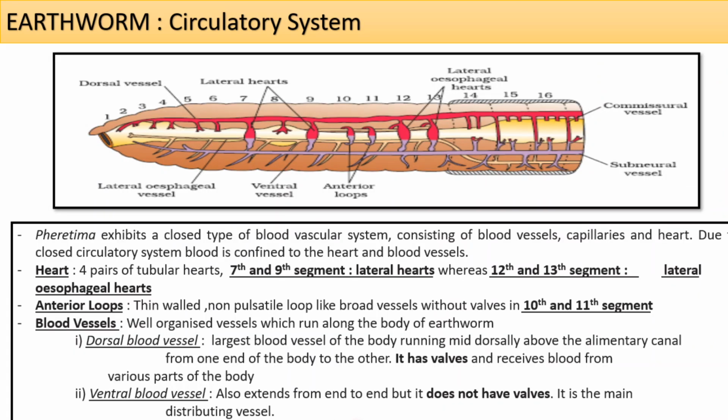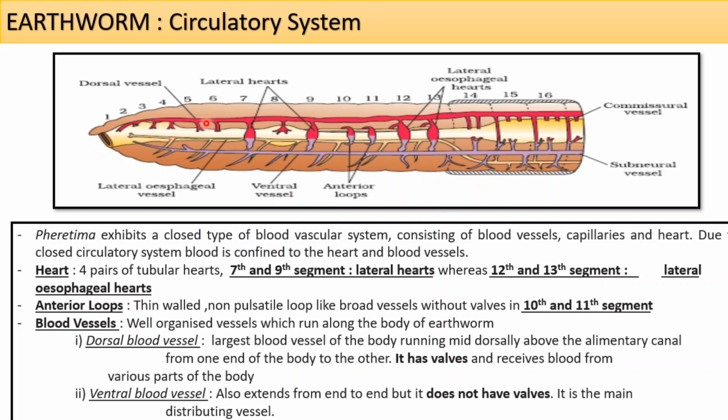सर्कुलेटरी सिस्टम के अंदर, राइट, closed type of blood vascular system, consisting of blood vessels, capillaries and heart. Now we have the heart, which are 4 pairs of tubular hearts present in the 7th segment, 9th segment, 12th segment and 13th segment, right? जो 7th और 9th है उसको lateral hearts बोलते हैं, जो 12th और 13th है उसको lateral esophageal hearts बोलते हैं हम लोग. तो 4 pairs of tubular hearts.